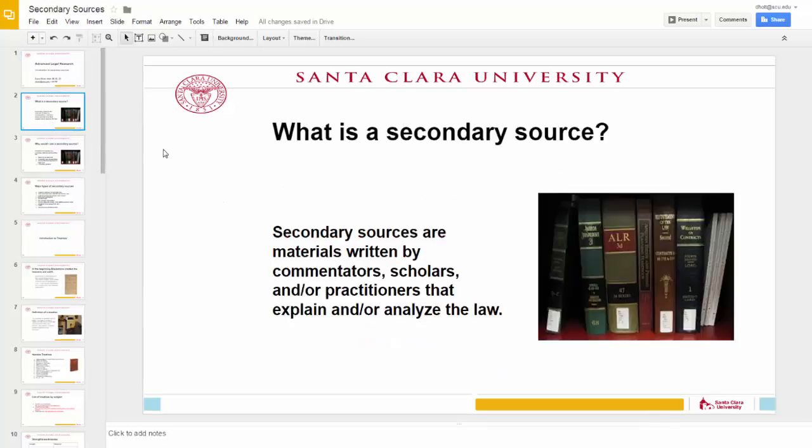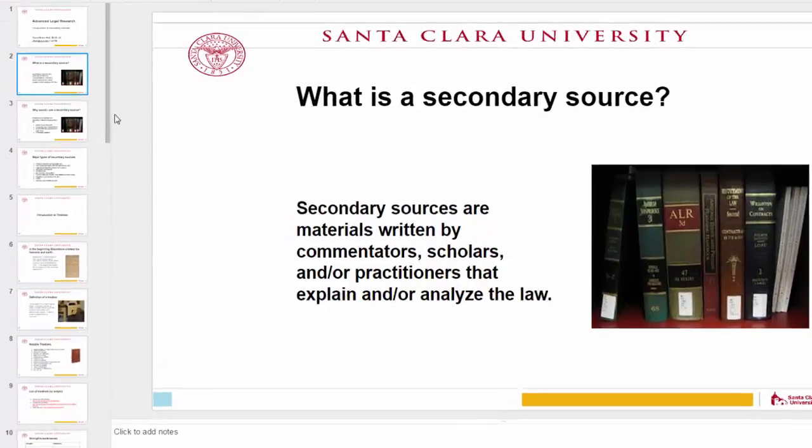We start this screencast with a definition as to what constitutes a secondary source. Secondary sources are materials written by scholars and practitioners that help explain and/or analyze the law. They are distinct from primary sources, which include your cases, statutes, treaties, and regulations, as they are analysis of the law rather than the law itself.